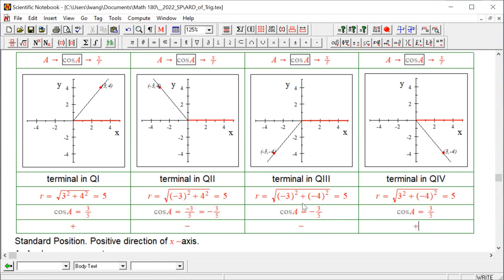So we have covered all 6 functions in terms of definition. And from these definitions, let's review the definition.